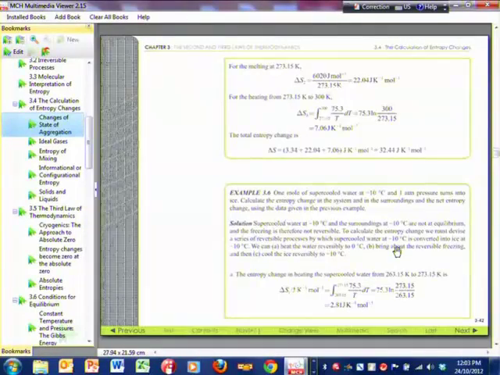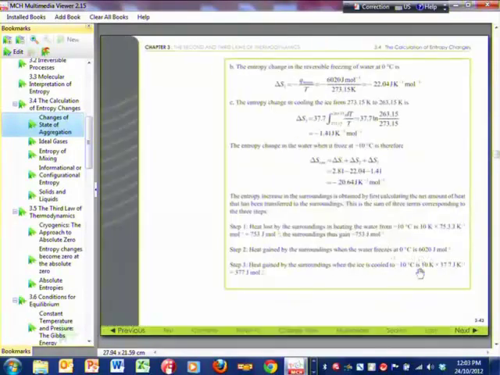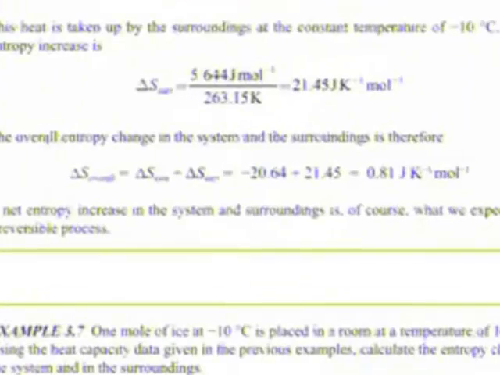I did this example. And you can go through and you can see, well, I think at the end they get 0.81. I got 0.82. But it's the same idea. You see, here's the amount of heat which is gained by the surroundings divided by 263. And you can compare the two.